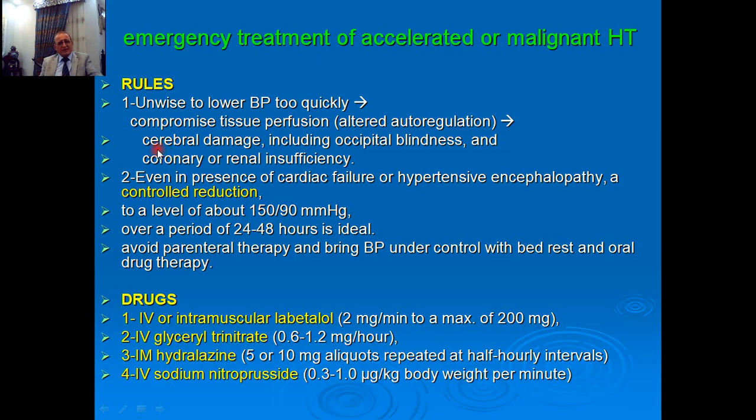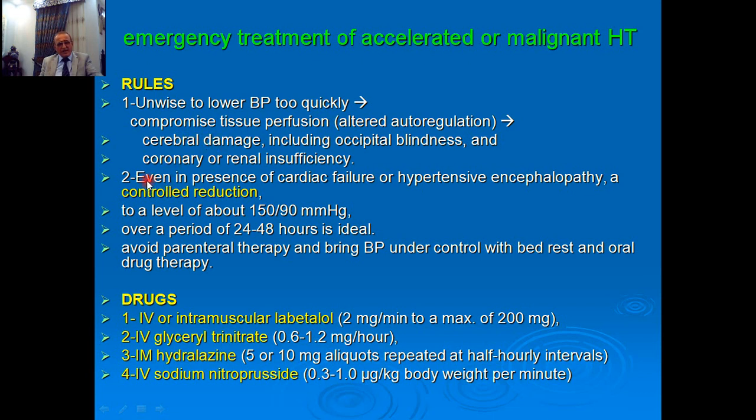If you lower, then you might get cerebral damage, including occipital blindness and coronary artery insufficiency. Why? Because the coronary artery is already narrow in some people. If you suddenly lower the blood pressure, it depends on the perfusion pressure, diastolic, say 90. If you lower to 80, then you will not have a good coronary perfusion.